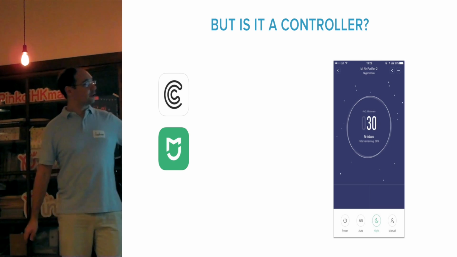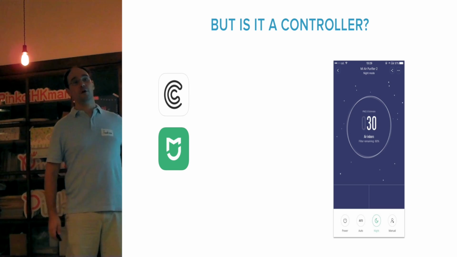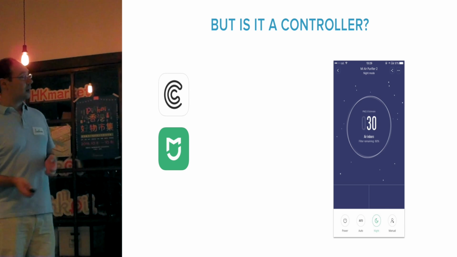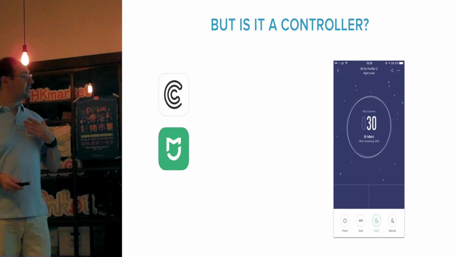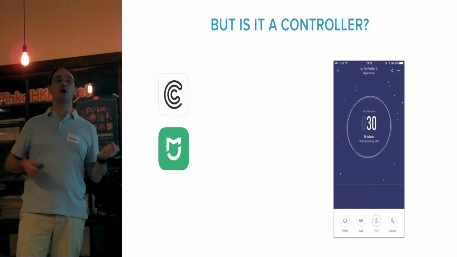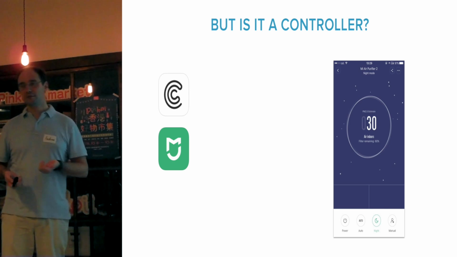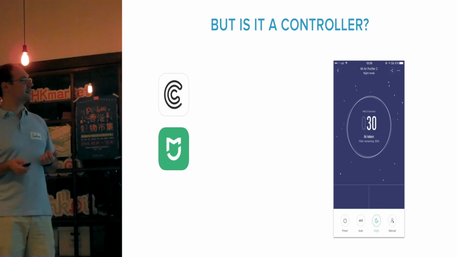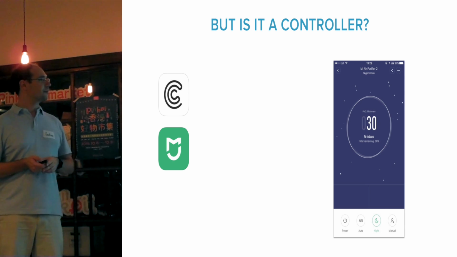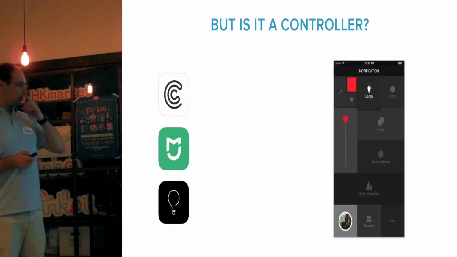Then, okay, I've got the air purifier from Xiaomi. So I've got the Mi Home app. It tells me what the air purifier sees in terms of air quality, and it allows me to switch it on, off, program it, night mode, silent, etc. So again, this is a controller. And this is another example.